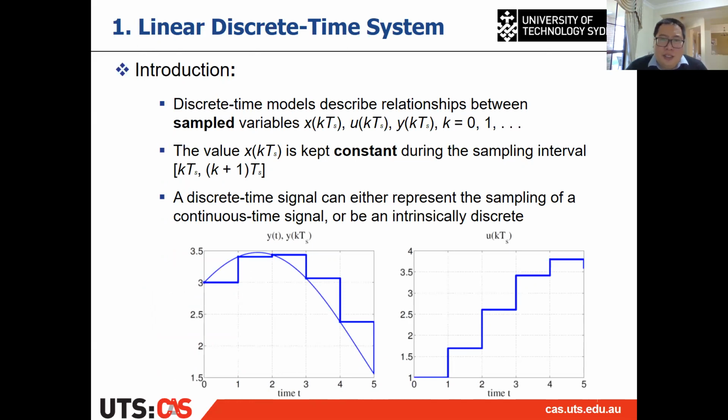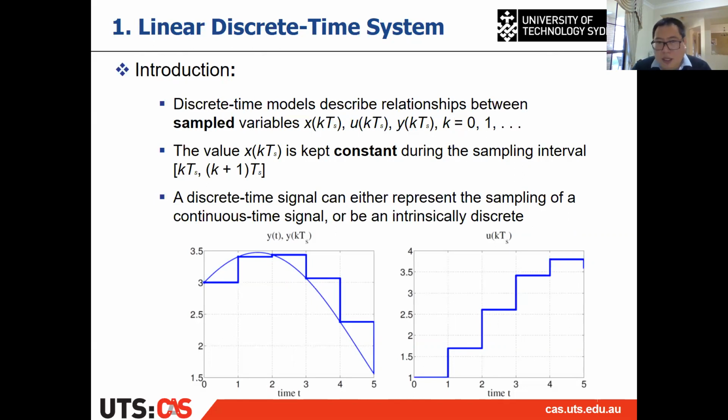So the discrete time models describe the relations between sampled variables. Which means it's not continuous, it's sampled. As you can see, the x, u, and y inside that, the variables are k, Ts. The Ts is the time interval. The k is the sample. Right? So if it's not continuous anymore, it is about the relationship between the sampled variables. All right, they are sampled variables.